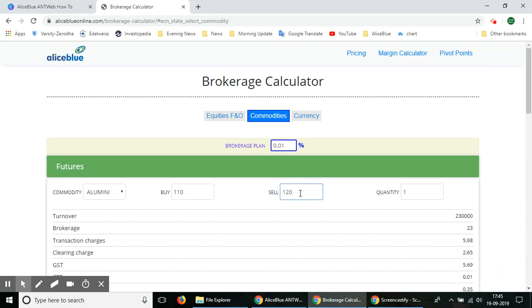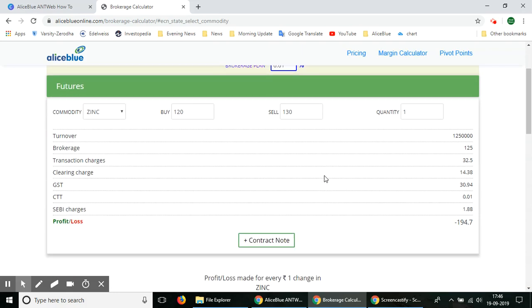So let's give another example. Let's say we have zinc here, which is currently trading at around 120 or 118, I suppose. Say we make a 10 rupee profit, highly unlikely because it doesn't trade in that much difference. So with that, we can see how much the profit and loss happens in all the charges breakdown.